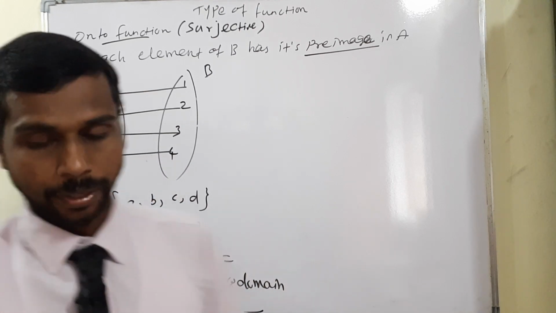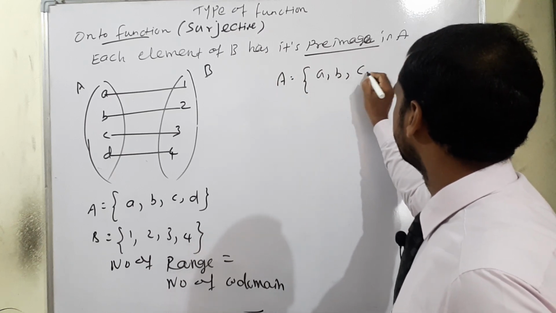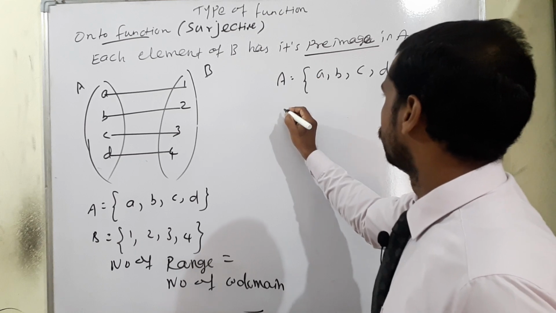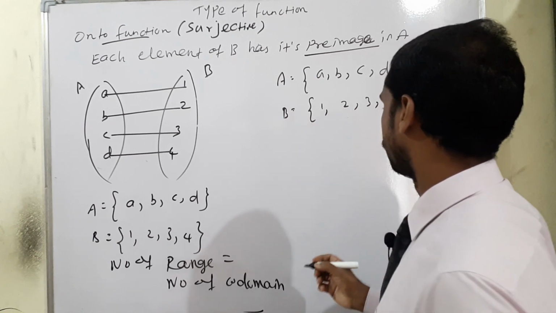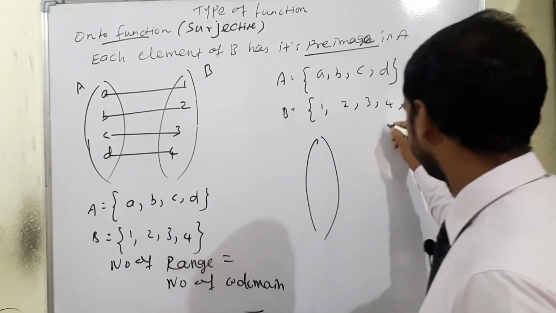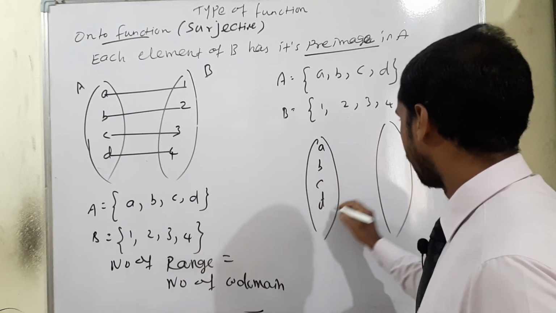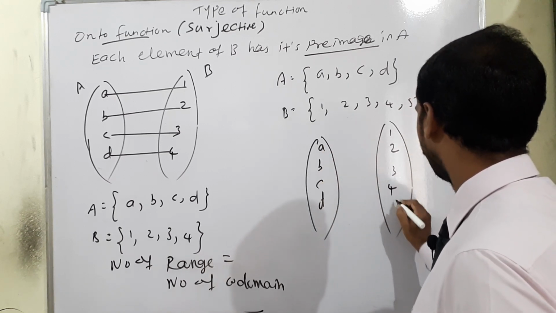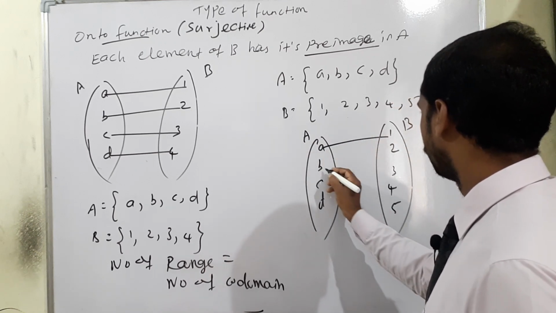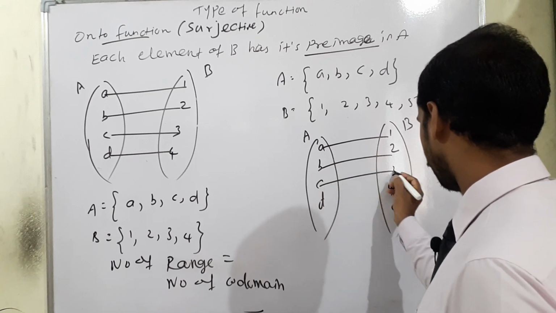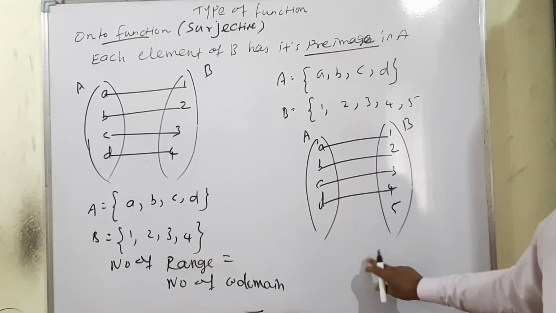But instead of this diagram, suppose A is equal to A, B, C and D, then B is equal to 1, 2, 3, 4 and 5. If you make the diagram, A, B, C and D, and 1, 2, 3, 4 and 5 there. This is the domain, and this is called the codomain. Mapping A to 1, B to 2, C to 3, D to 4. So definitely we can say it is not an onto function.